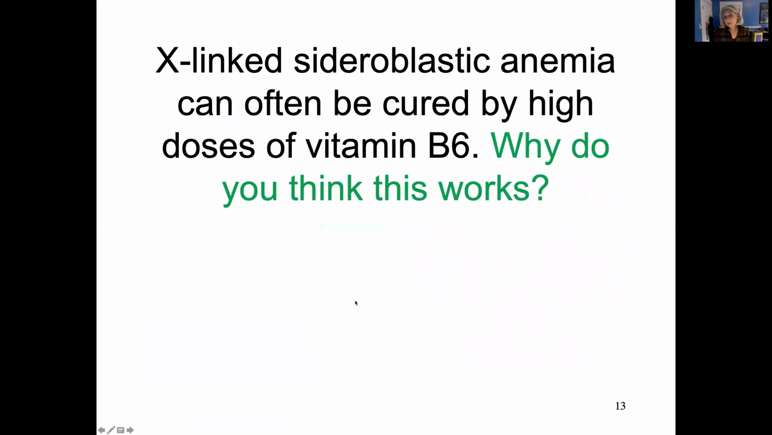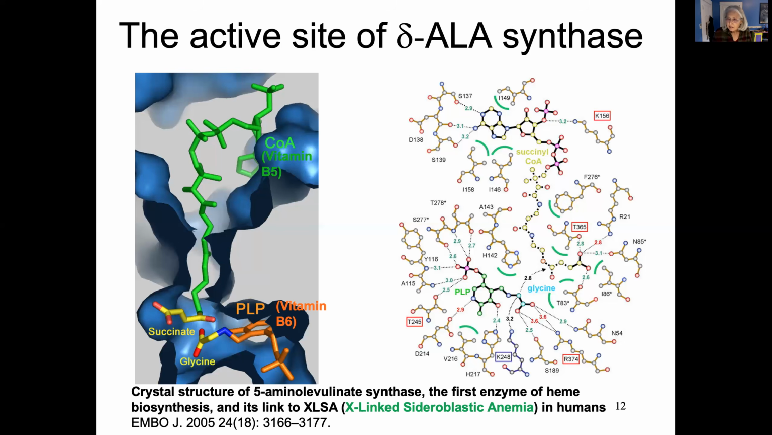Okay, and we know that this disease is a genetic disease. It can often be cured by high doses of vitamin B6, pharmacologic doses of this vitamin. And the question for you is, why do you think this works? Okay, so let me go back for a second. What we think is that if there are very high levels of vitamin B6, this vitamin derivative can actually help stabilize the whole enzyme structure, stabilize this enzyme active site, and allow the enzyme to work well enough to prevent this type of anemia.